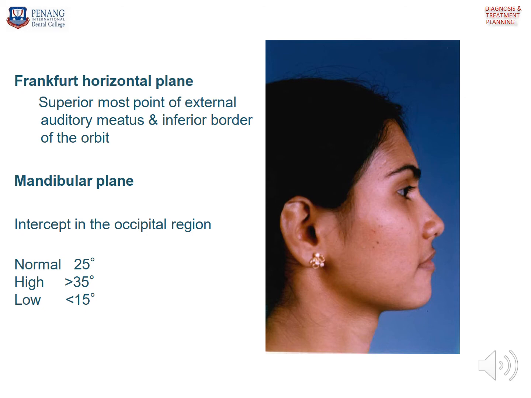In case the two planes meet beyond the occipital region, it indicates a low angle case or horizontal growing phase, and then the angle will be less than 15 degrees. If the two planes meet anterior to the occipital region, it indicates a high angle case or vertical growing phase, and then the angle will be more than 35 degrees.